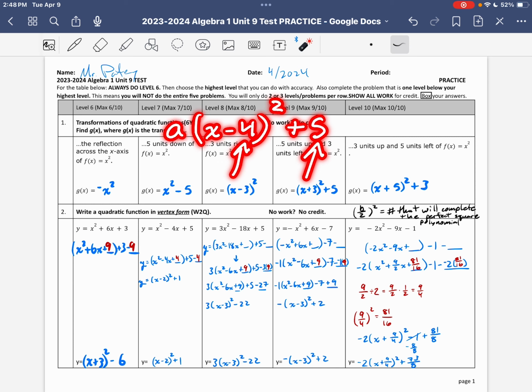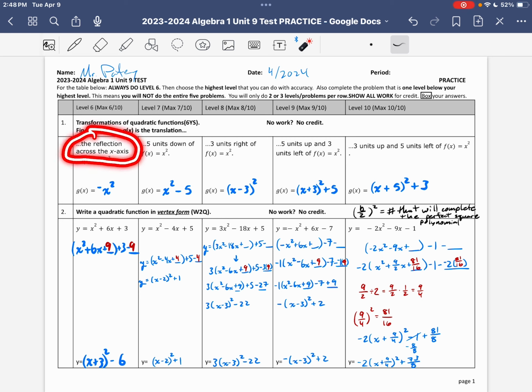There's also another number that can sometimes show up right here. We call him the a. He can be a -1, he can be a 2 or a 3 or even a fraction. And this one, the a, actually changes the shape of the function. But anyways, this first problem, level 6, is asking you just to reflect the function across the x-axis.